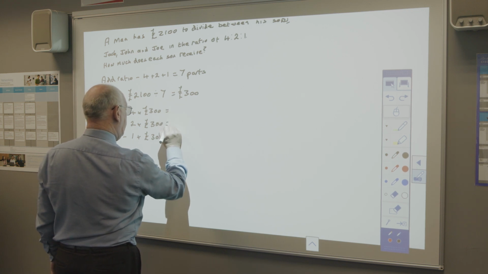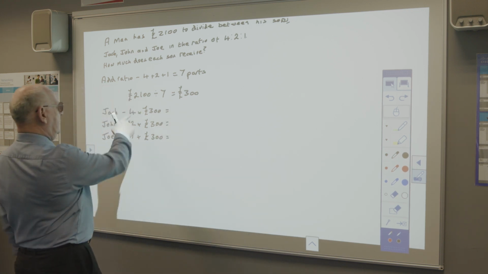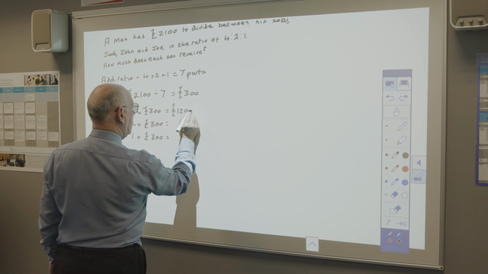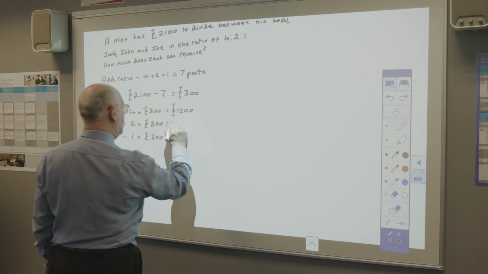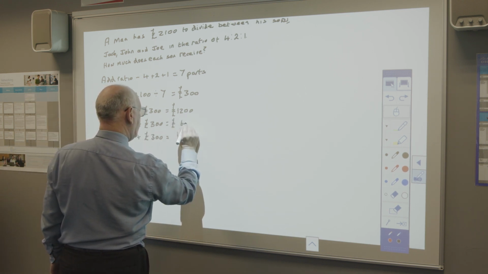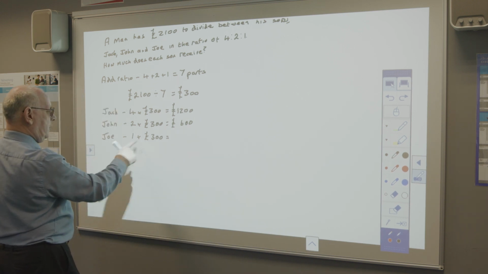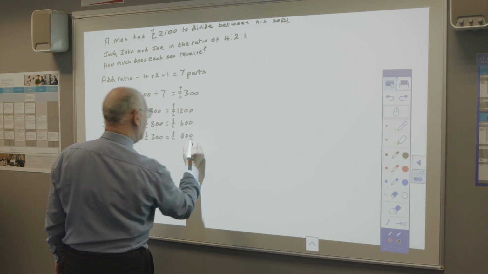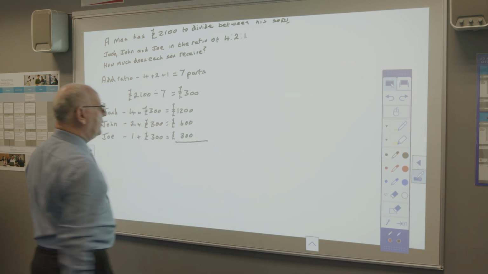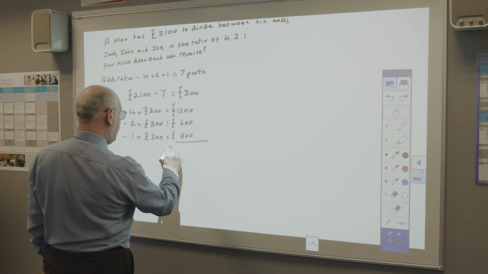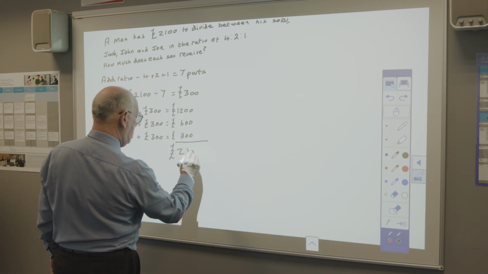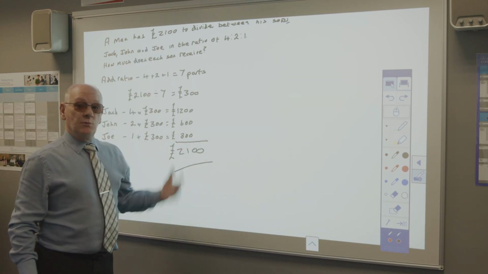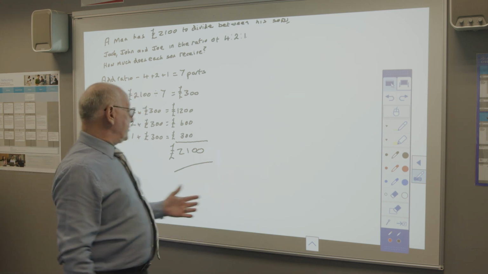And all you've got to do then is work all that out. 4 lots of 300 is 1200. 2 lots of 300 is 600. And poor old Joe, he gets 300. And if you add all that up, it comes back to the 2100 that we started with. So it must be right. It can't possibly be wrong.